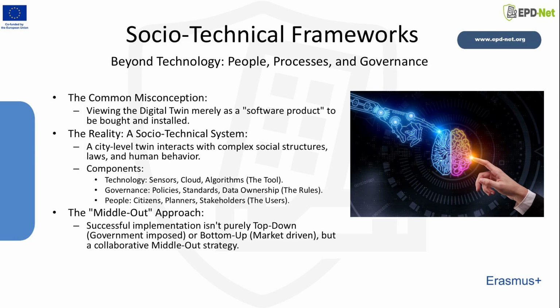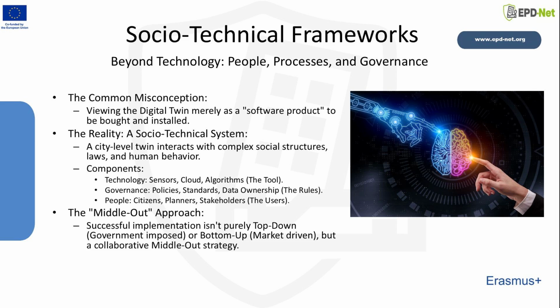We have discussed sensors, architecture, and simulations. But as Wan et al., 2019 argue in their Cambridge case study, technology is actually the easy part. Slide 12 introduces the most critical concept for planners: the digital twin as a socio-technical system. The biggest mistake cities make is treating the twin as a software product, something you just buy and install. But a city is not a machine, it is a society. Therefore, the twin must integrate three things.